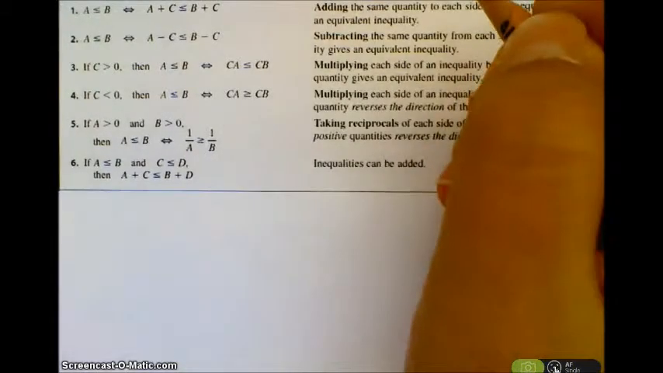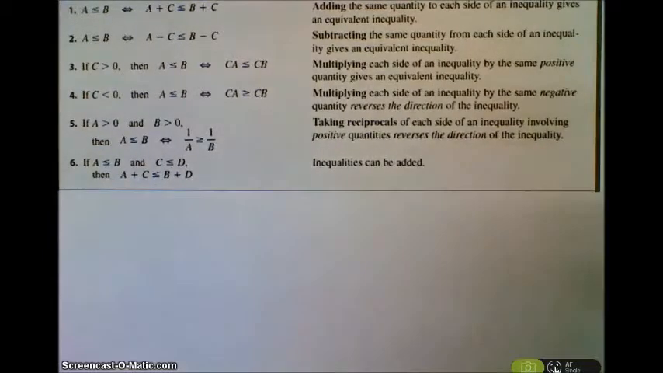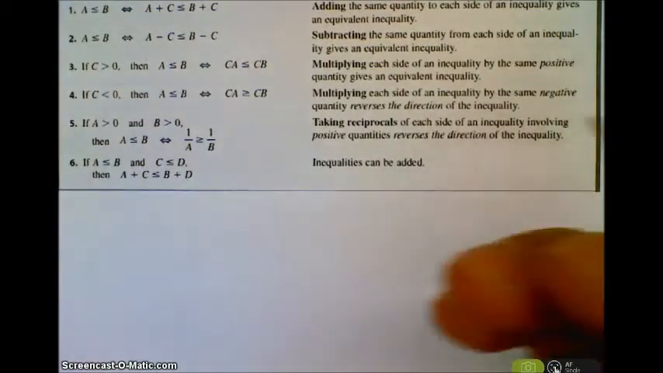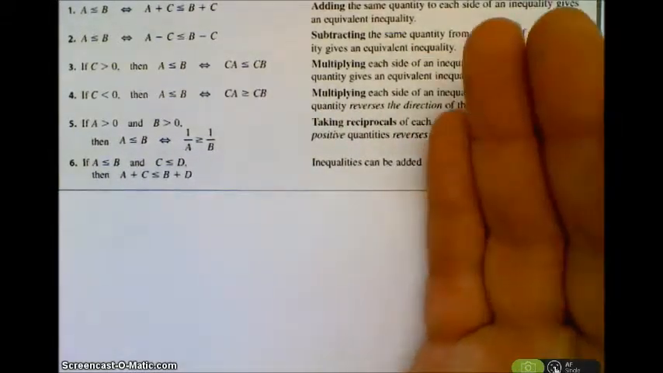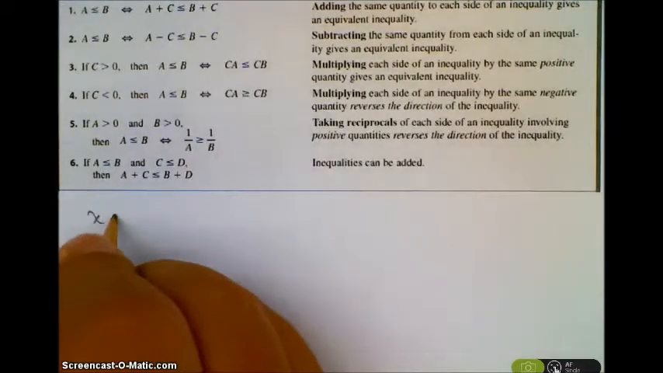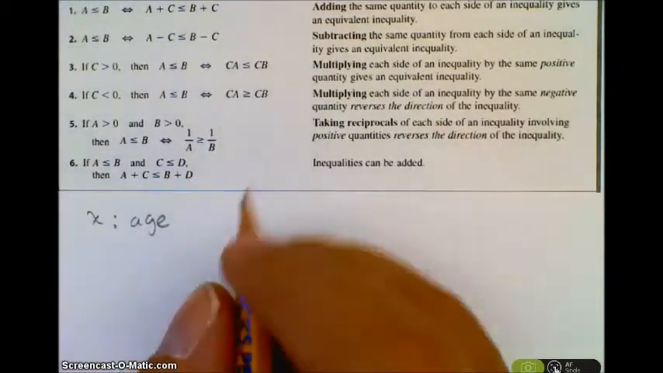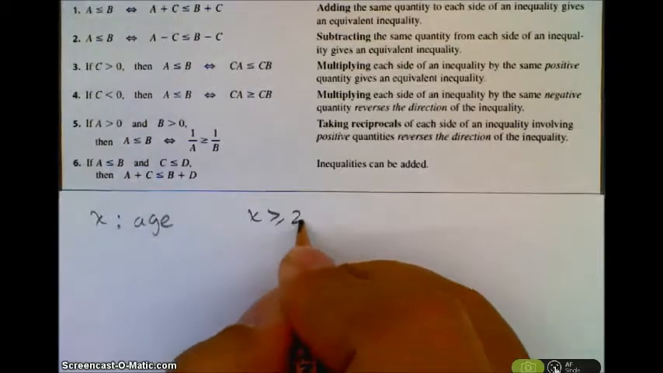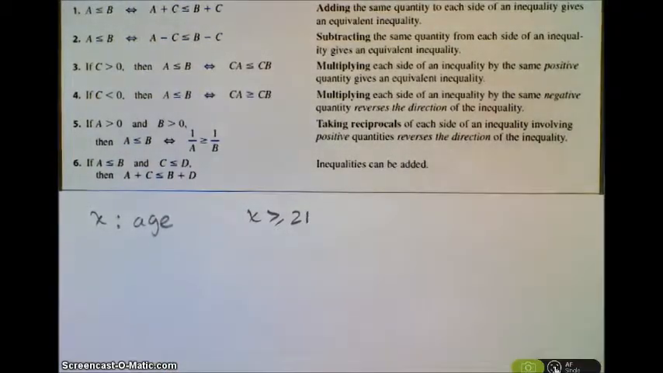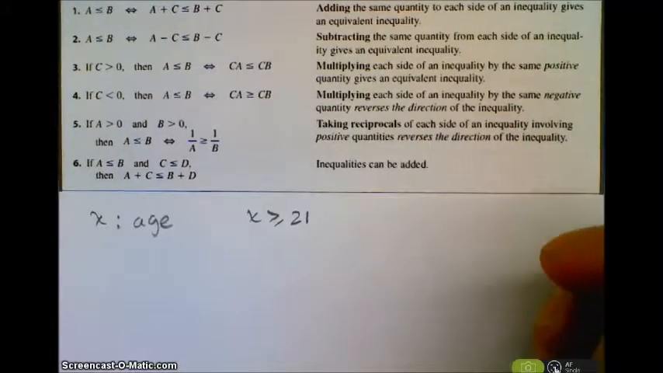Okay, in section 1.7 inequalities, we're going to study how to solve linear inequalities and inequalities with absolute value. The reason why we're studying this is that sometimes it's interesting to talk about a variable in terms of what are the possible values that this variable may take. For example, if x is your age, then unless x is greater than or equal to 21, you're not allowed to drink.